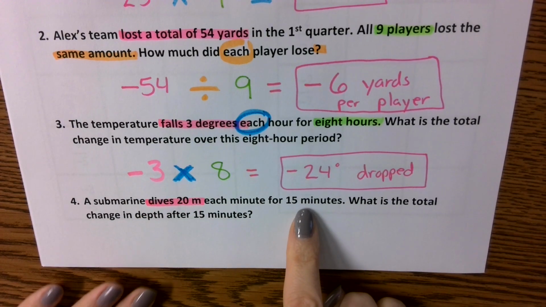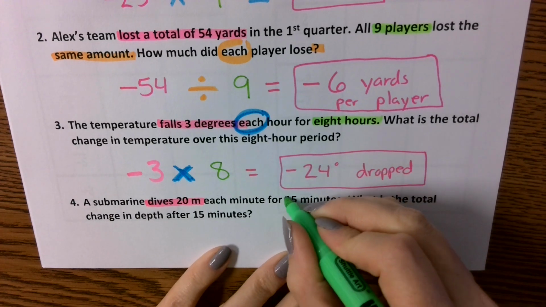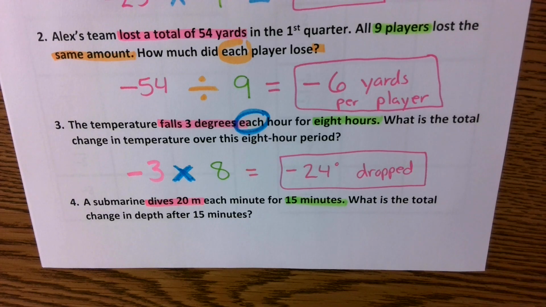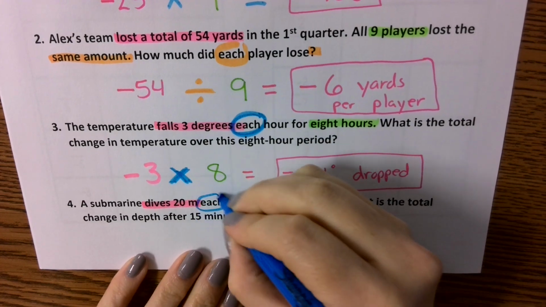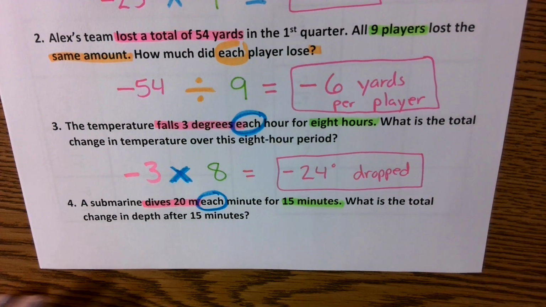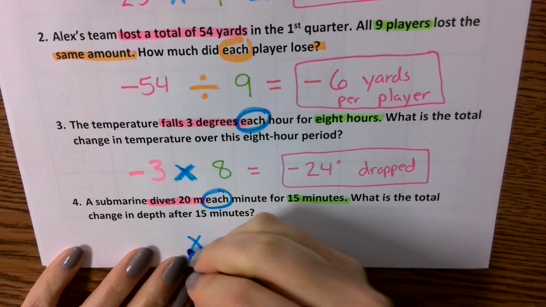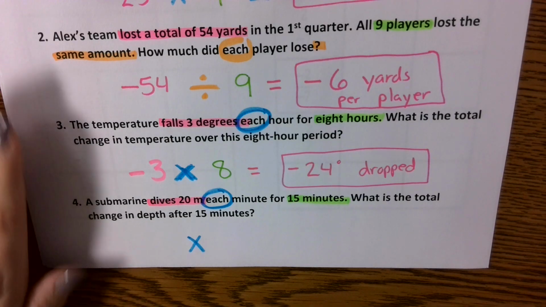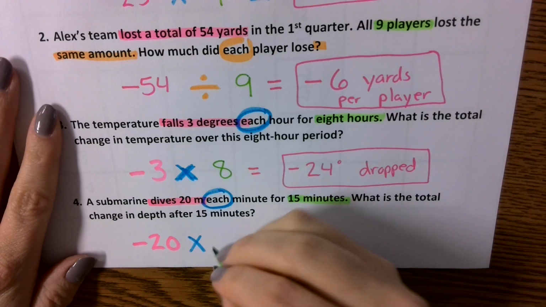What about 15 minutes, positive or negative? Positive, because that is time. Now we need to figure out, are we multiplying or dividing? Brian? Multiplying, because we see the word each. But is it in the question? No, it's in the problem. So this is multiplying. We're going to do -20 times +15.